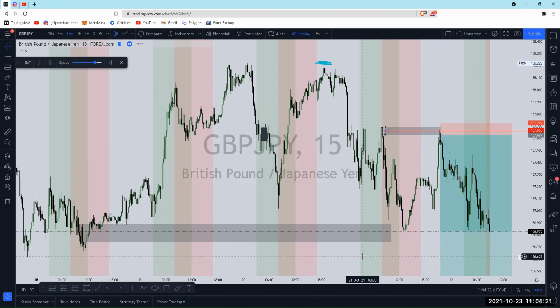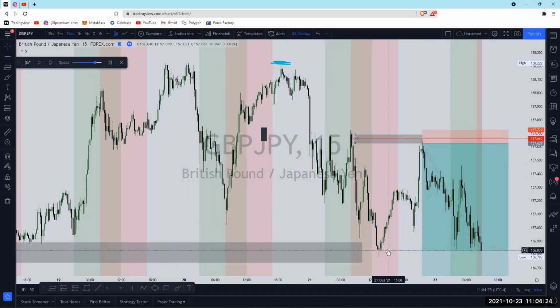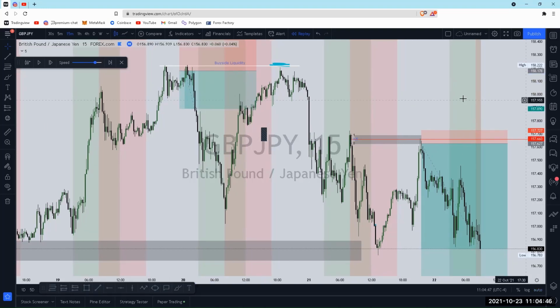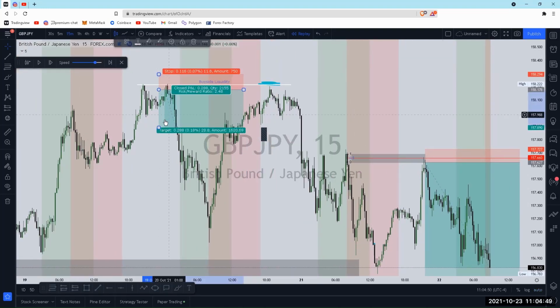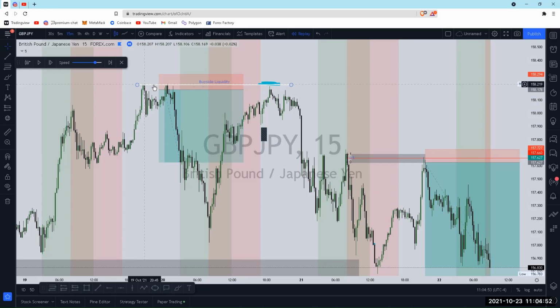I also use relative equal lows and equal highs. Basically, this area up here would be considered buy side liquidity because it's relative equal highs. You have a lot of people who sell from this area, and when they sell from this area, they place their stop loss up above, which generates liquidity. And what is liquidity? It's money.